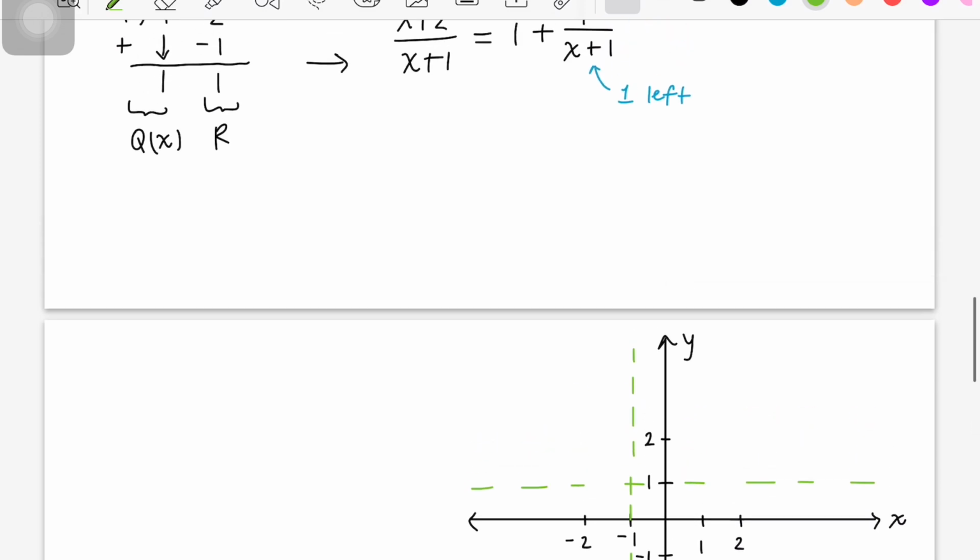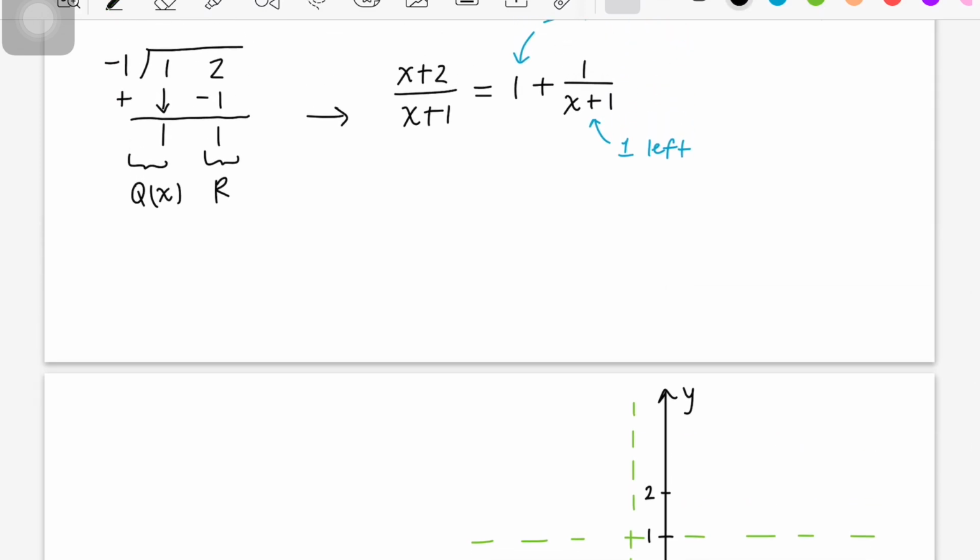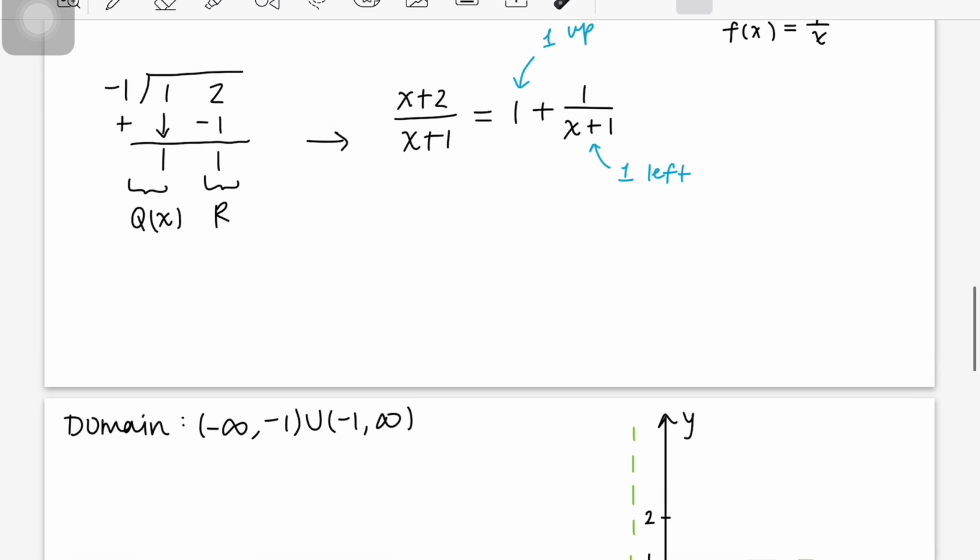All right. We also know that the domain of this guy is going to be negative infinity up to negative 1, and then negative 1 up to infinity. So just like we saw in the last example, this is going to be all real numbers except for x equal to negative 1, because having a negative 1 here would make this guy undefined. All right. Similarly, our range is going to be all real numbers except for 1.